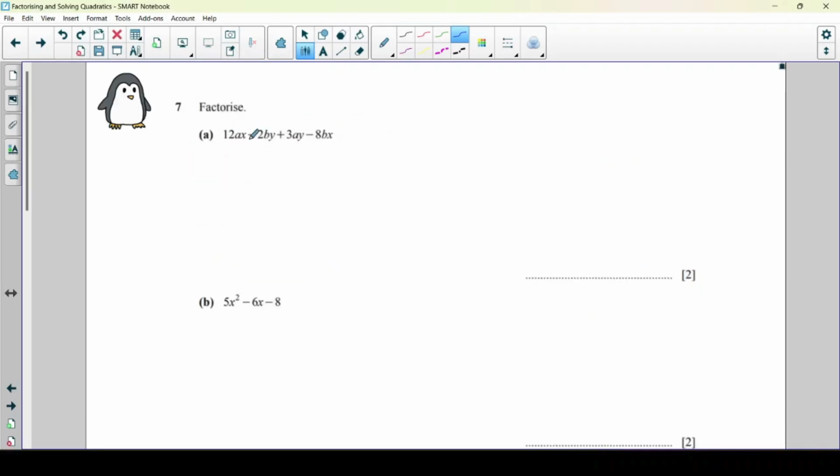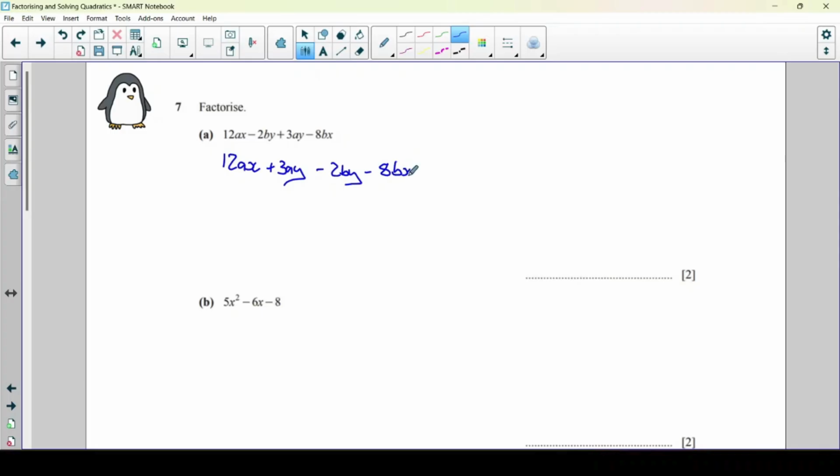Here again, we've got one of these questions where it looks like two single brackets, but it might need a bit of rearranging first. I could take 2 out of both of these, but I'm going to end up with an AX and a BY. It's not going to give me the same sort of bracket as this. So what I'm going to do is first do a bit of rearranging. 12AX, and I'm going to put the plus 3AY. I think it would also work if I wrote the minus 8BX as well, by the way. Next I'm going to write minus 2BY minus 8BX.